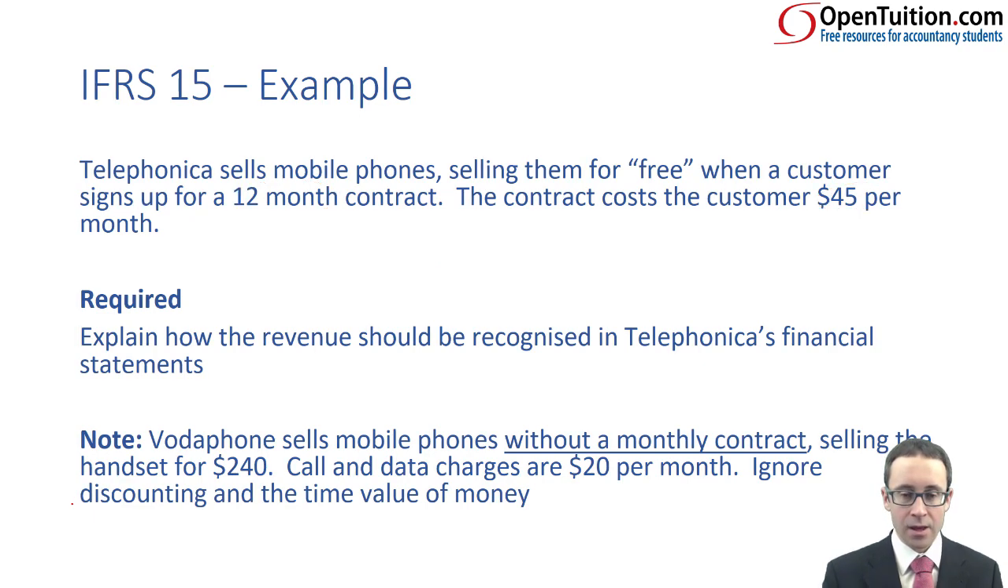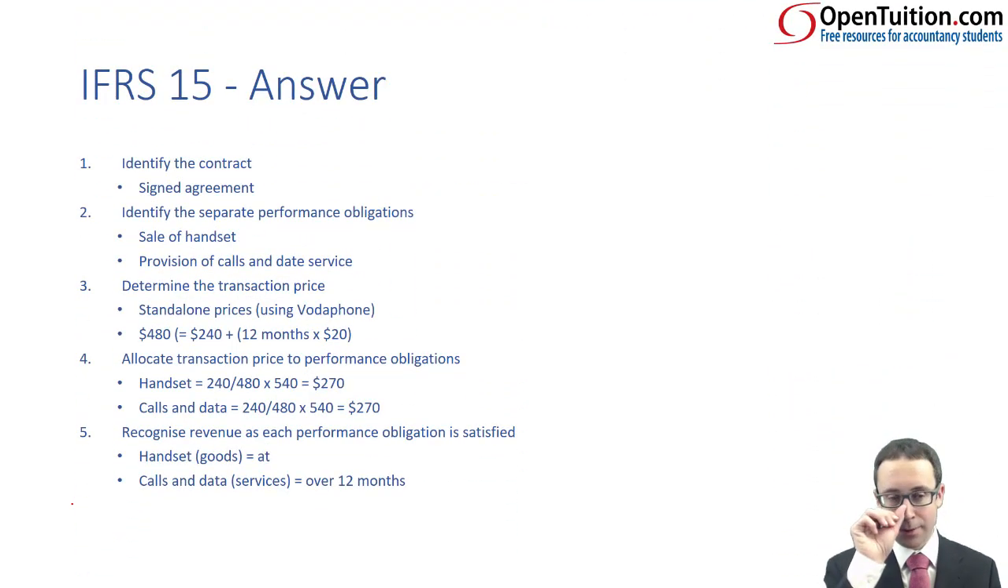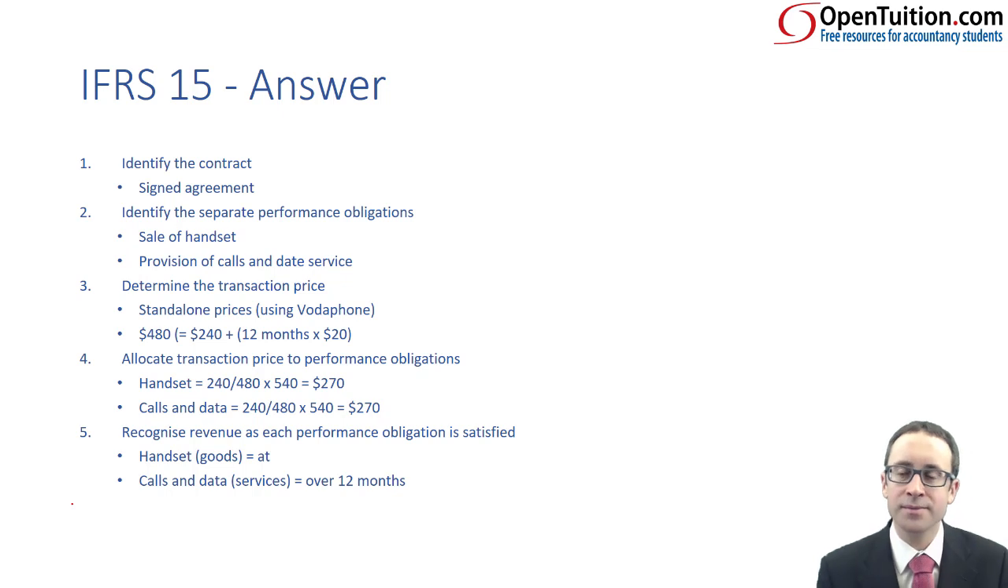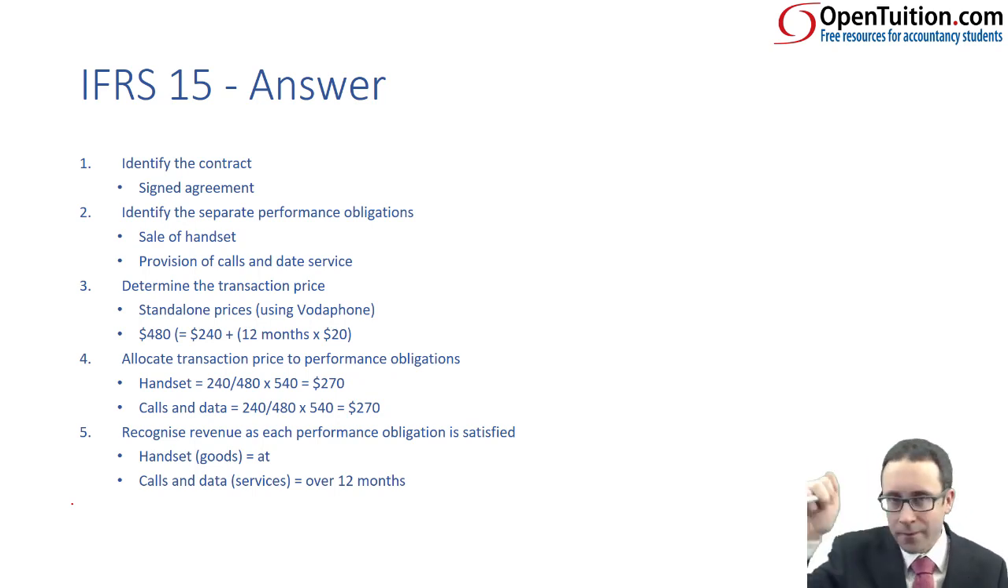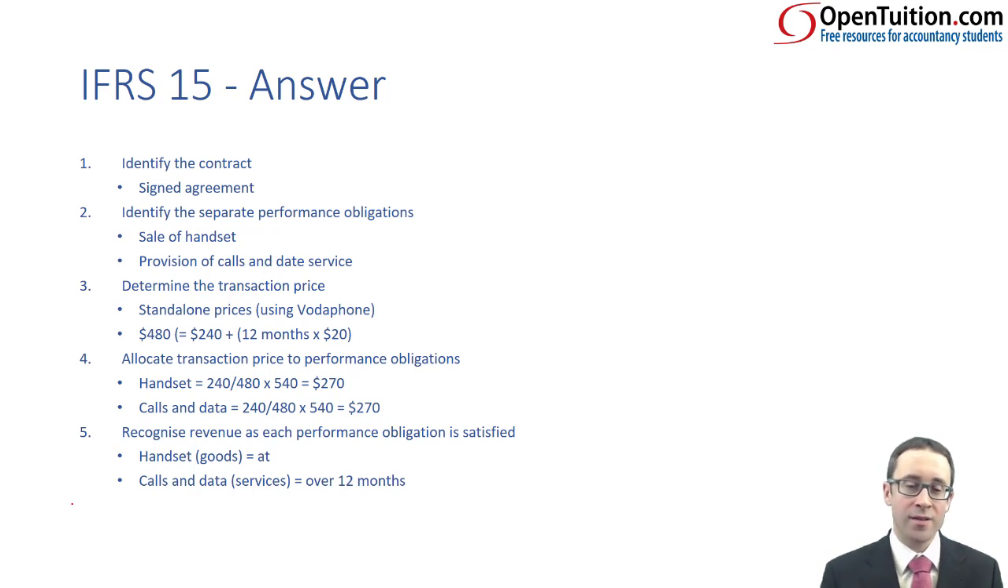Okay, so let's have a look at the answer. 5 steps, 5 things to talk about within the exam. 1, identify the contract. Here there was a signed agreement, wasn't there? So there was a written agreement. There was nothing verbal, there was nothing implied. It's physical, signed, dated. 2, identify the separate performance obligations. We've done that: the sale of the handset, the goods, and the provision of call and data services. So that's the goods and services.